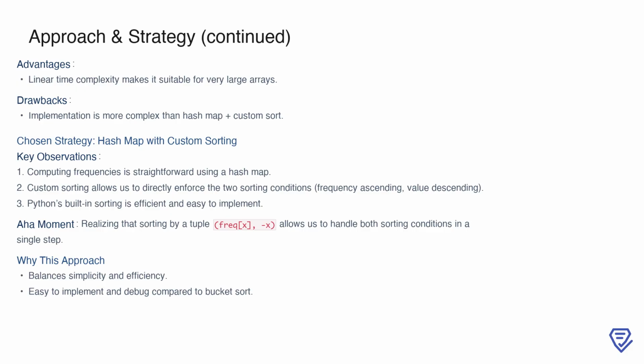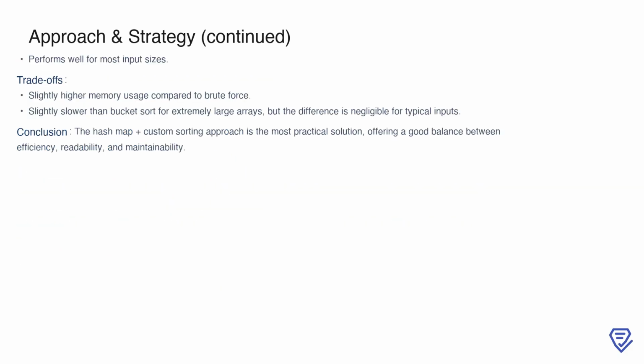This method is straightforward to implement, and it effectively handles both sorting conditions, frequency in ascending order and value in descending order. By sorting based on a tuple, (frequency, x), we can seamlessly enforce both conditions in a single step. This insight significantly simplifies the implementation while maintaining efficiency. Overall, this approach strikes the right balance between simplicity and performance. This strategy performs well for most input sizes, offering an efficient and easy-to-maintain solution.